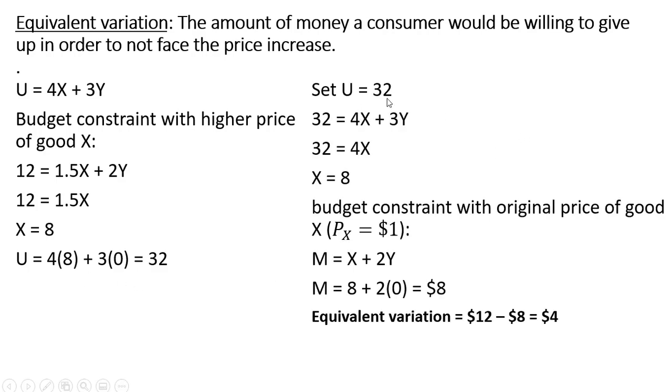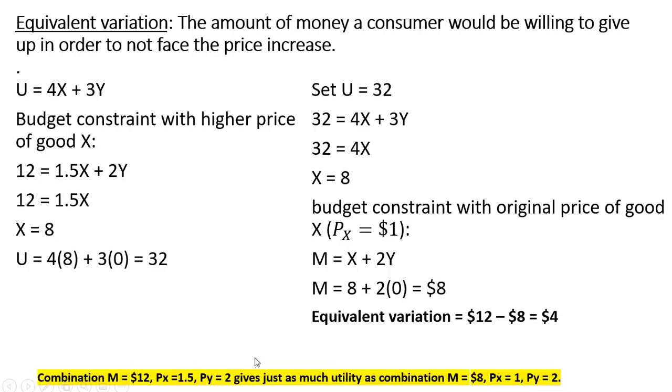So setting our utility function equal to 32, setting Y equal to 0, and solving for X, X equals 8. And now we're going to evaluate our budget constraint with the original price of good X. So M equals X plus 2Y. X is 8, as we just solved for. Y is 0, so that means income equals $8. So the equivalent variation here is going to be the difference in income, 12 minus 8, or $4. So this consumer would be willing to pay $4 to avoid facing the price increase.